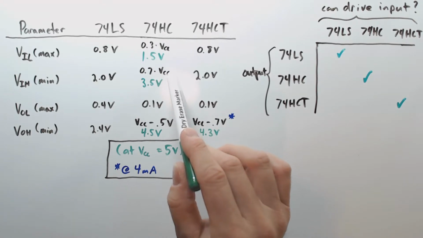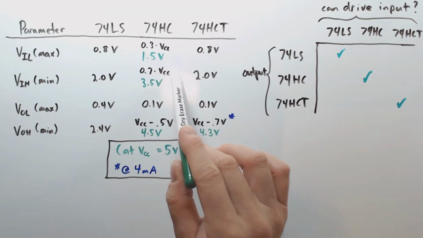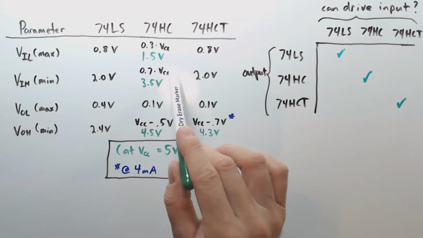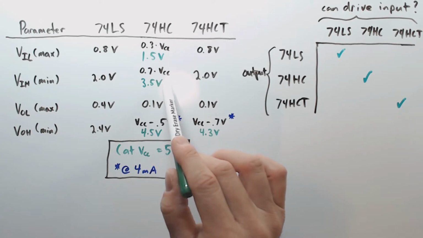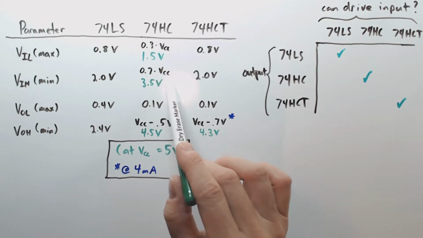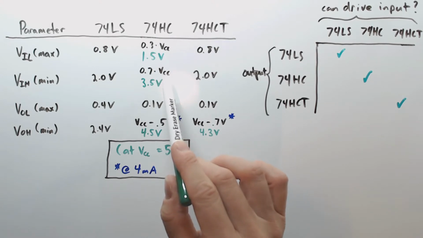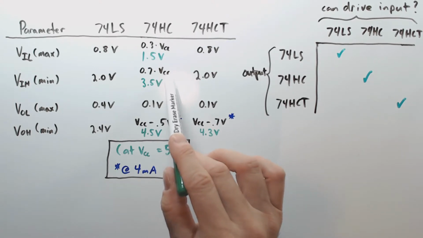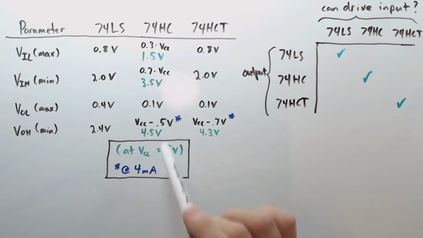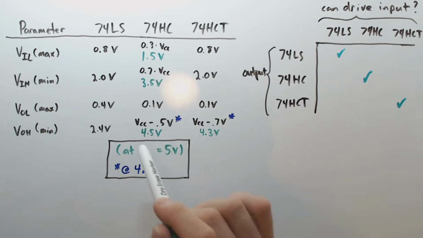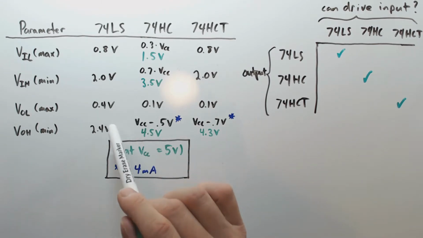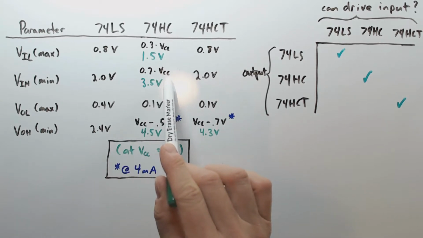On the input side for high voltages, anything that is greater than 0.7 times the positive supply voltage is considered high. That means we need to have a voltage of at least 3.5 volts to count as a positive input voltage for 74HC devices. Again, this is at 5 volt positive supply voltage. And here is the key problem. 74LS devices don't produce an output voltage that meets this threshold.